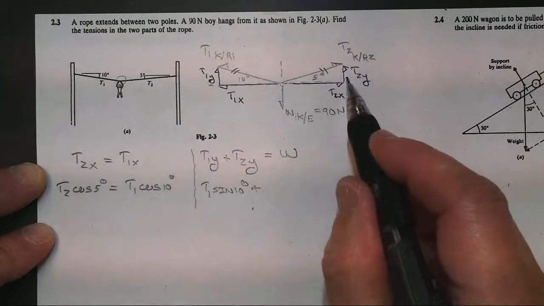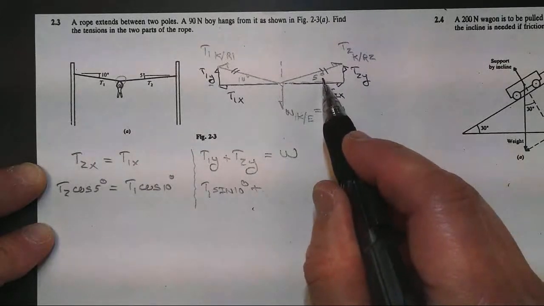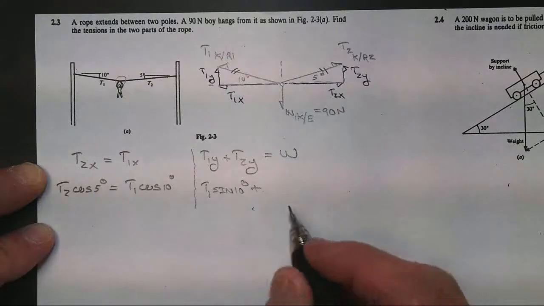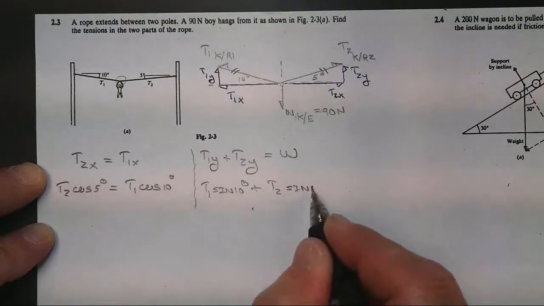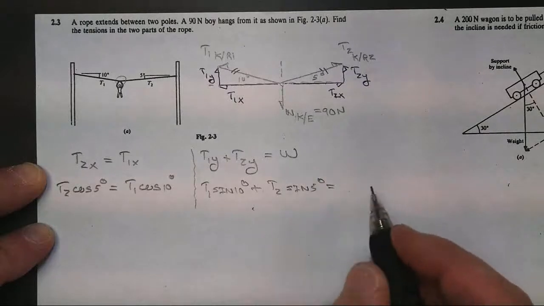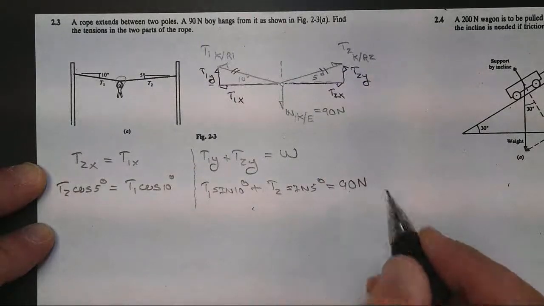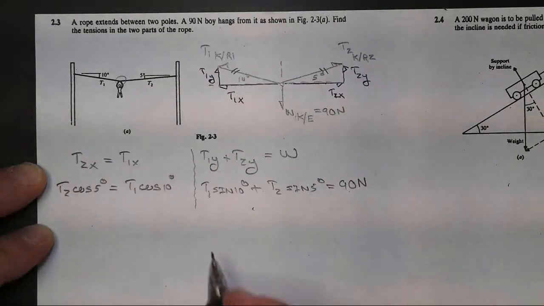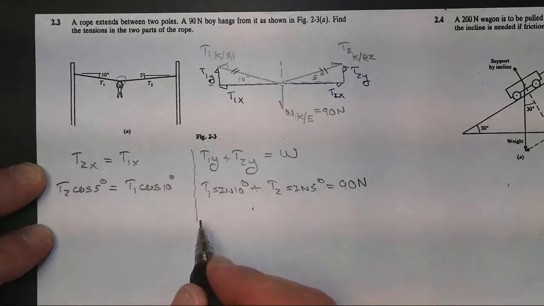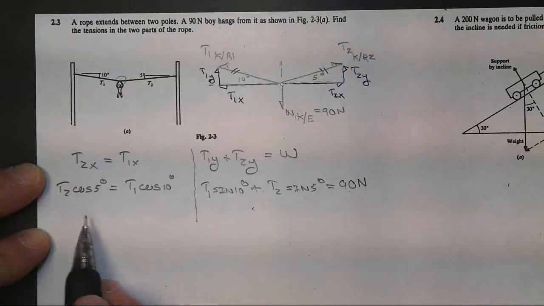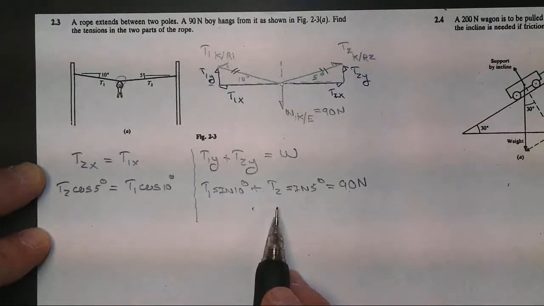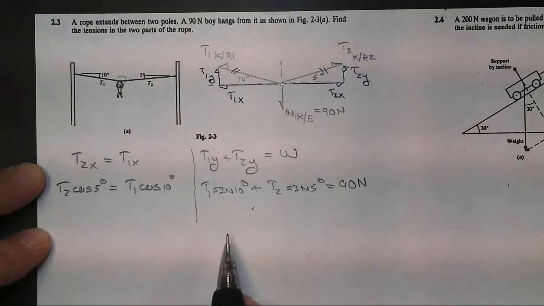T2y will be the opposite side of this triangle with 5 degrees, so T2y would be T2 times the sine of 5 degrees, and that all equals W, which turns out to be 90 newtons, the weight of the buoy. Now we have two equations with two unknowns, T1 and T2. We're going to solve the simpler equation for one of the unknowns, substitute it into the larger equation, solve for that one unknown, and double back and solve for the other unknown.